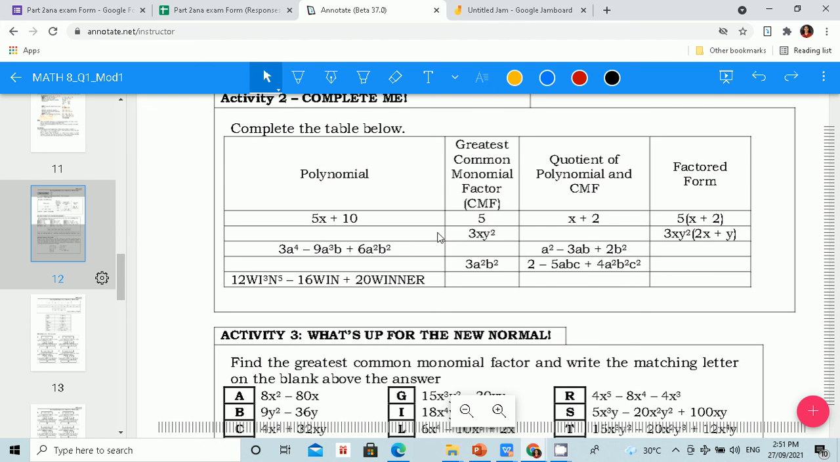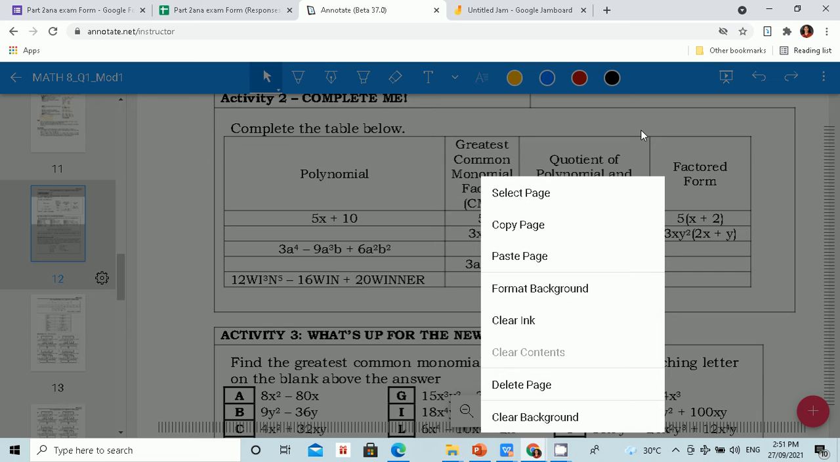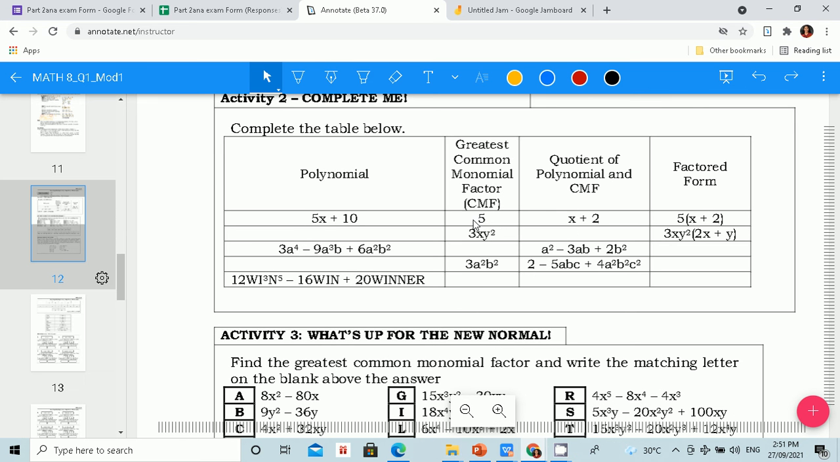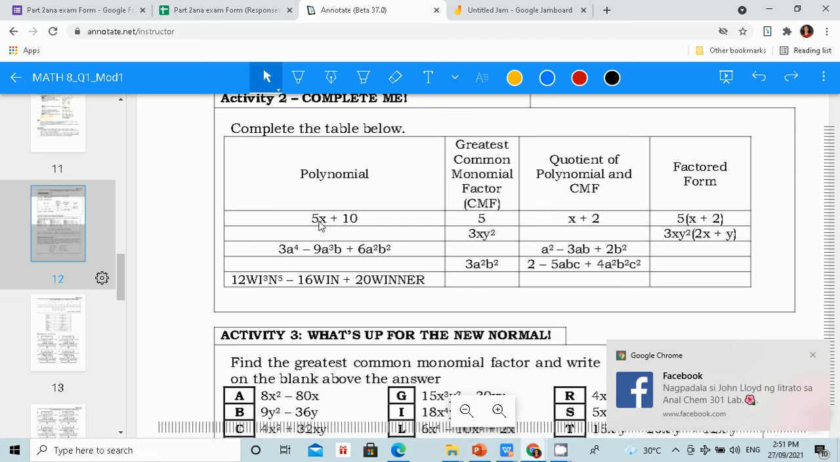If we have this polynomial, 5x plus 10, how are we going to factor that one? First, we get the GCF. The greatest common factor of 5x plus 10 is 5. Then for the quotient, we divide both terms by 5, so we will have x plus 2. Then we multiply that, and we have our factored form.